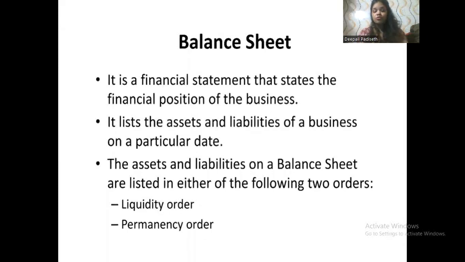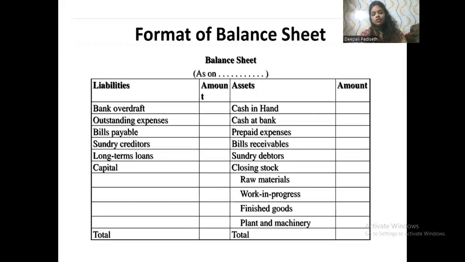Now, the balance sheet, the most important thing in the final account. It is a financial statement that states the financial position of the business. It lists the assets and liabilities, like what are the assets which you are going to use to sell the products. We will discuss which assets you can use and what the liabilities are. There are two orders, liquidity order and permanency order. So this is the format of the balance sheet.